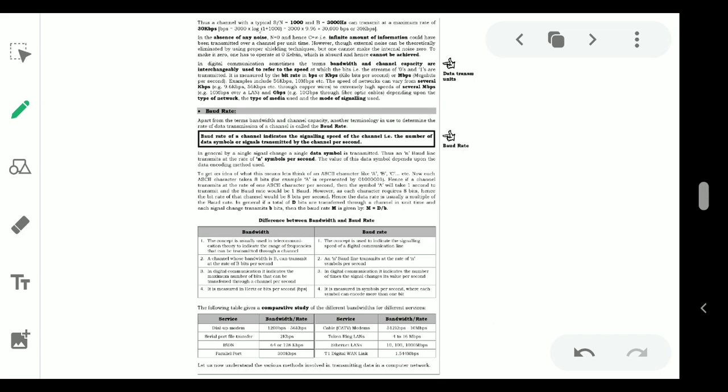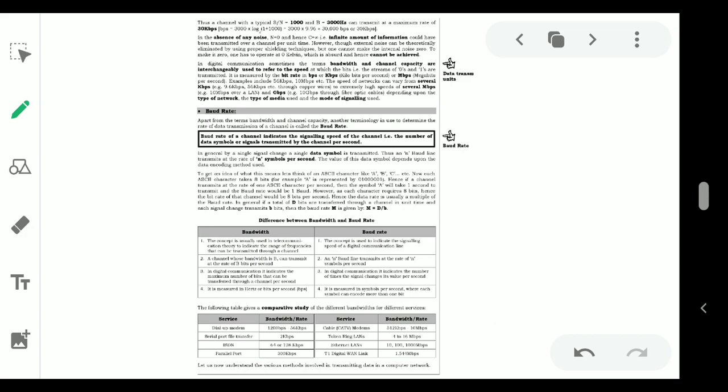Now the third point: in digital communication, bandwidth indicates the maximum number of bits that can be transferred through a channel per second, and baud rate means the number of times the signal can change its value per second. It is measured in hertz or beats per second, that is, symbols per second, where each symbol can be encoded in more than one bit.